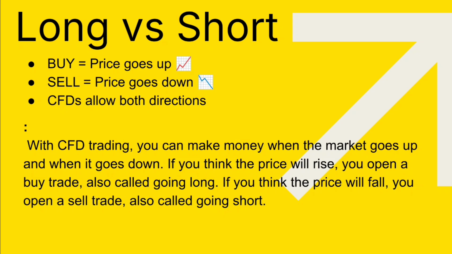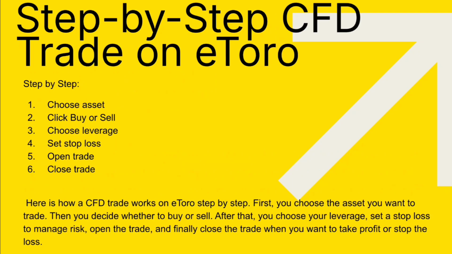If you think that the price will fall, you can open a sell trade, and this is often referred to as going short. Now, in terms of the step-by-step process to CFD trading on eToro, it would start off by choosing an asset. Of course, you should do your research and make your own conclusions. So you choose an asset, you decide whether you want to buy, go long on it, and benefit from price moves to the upside, or sell, go short, and benefit from price moves to the downside.